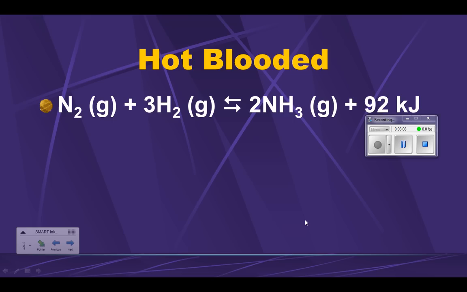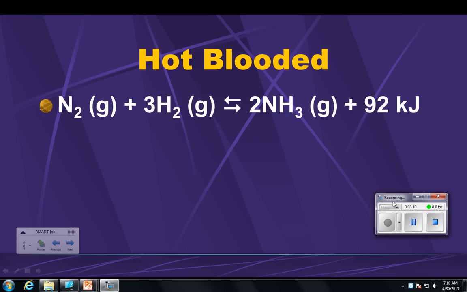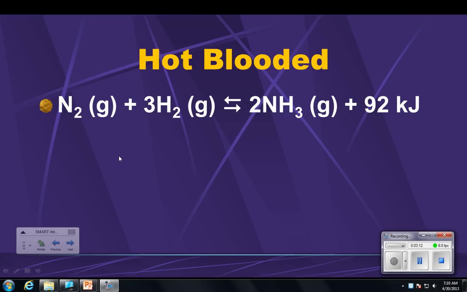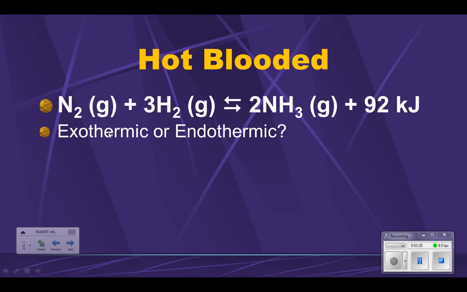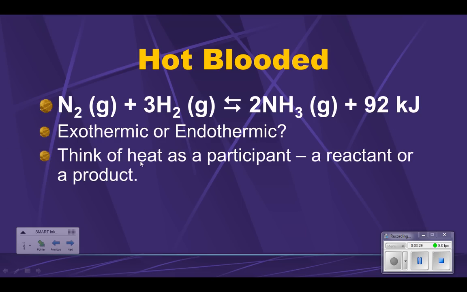Now the next thing is, let's consider this reaction occurs like this, and I've added here that there are 92 kilojoules of energy. Written like this, I ask, is it exothermic or endothermic? If I write this as a product, that means it's being given off, and remember that means it's exothermic. So the thing to do here is think of heat as a participant. It's a reactant or a product. In this case, it's a product.